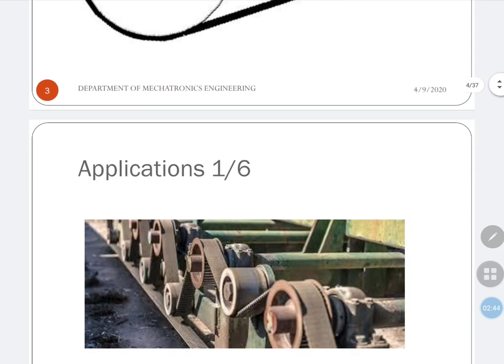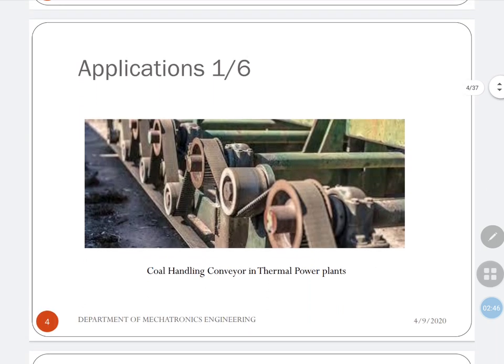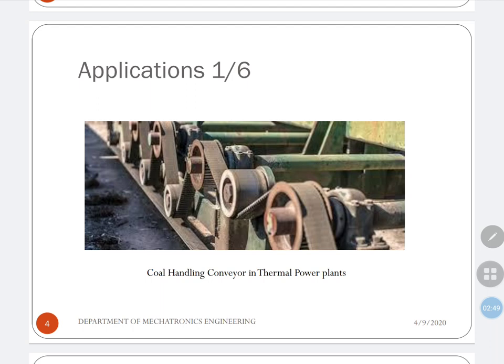Next we are going into the applications. The main applications we see in robotics and automation are conveyors. In thermal power plants you would have seen coal handling conveyors, on which the coal goes from the port to the boiler. So the first application here, the middle one, you can see an idler pulley, supported by many other pulleys.